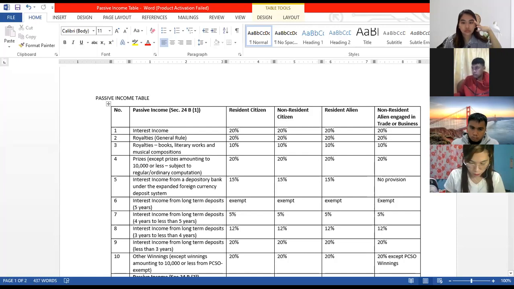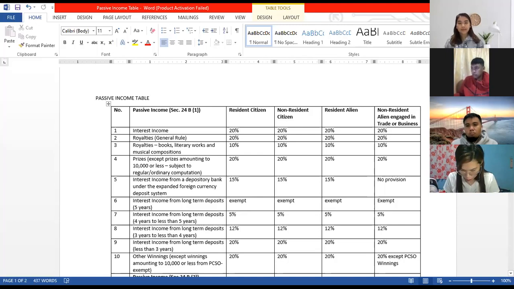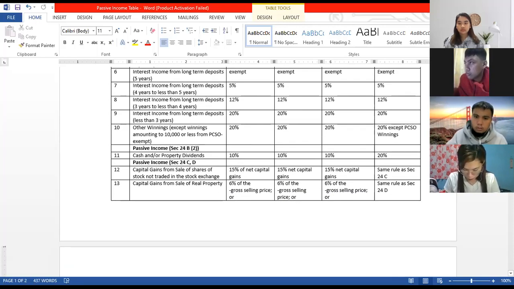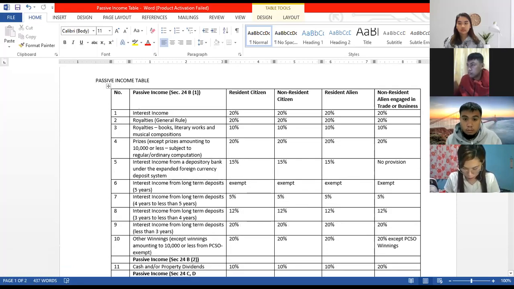So let me explain that. Kung sa resident citizen, non-resident citizen, resident alien, and non-resident alien engaged in trade or business, importante na i-distinguish yung ordinary income from the passive income. Sa apat na taxpayers na nakikita nyo sa Word. Because yung ordinary income will be subject to Section 24A, Paragraph A, yung tax table or 8%, right? Kasi ordinary income. Kapag passive income naman, subject siya sa Section 24B, Section 24C and D, okay?